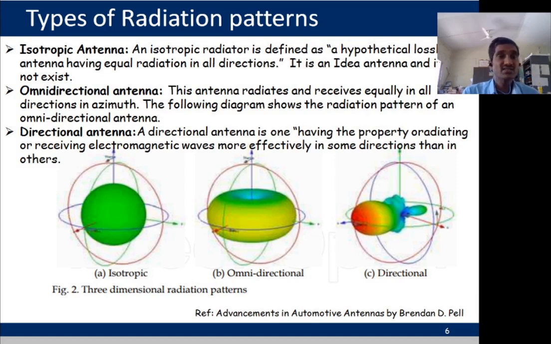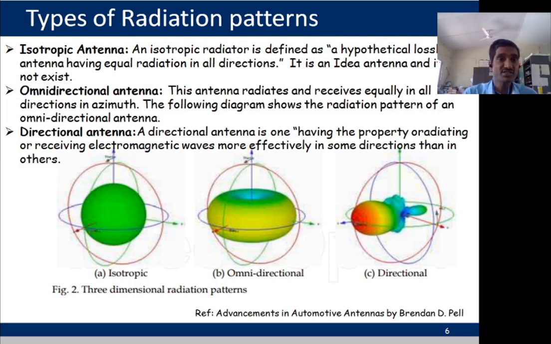So the next slide is the types of radiation pattern. When an antenna radiates its energy, its pattern takes various shapes. There are three types of radiation patterns. One is the isotropic antenna, isotropic radiation.